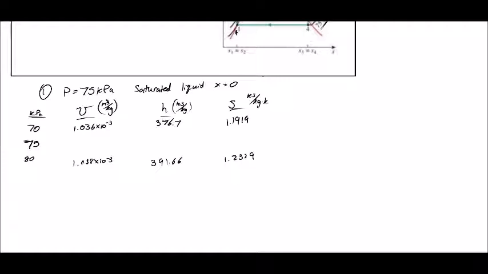And we're going to interpolate using the equation. So the enthalpy at 75 kilopascals, which is our unknown, minus the enthalpy at 70 kilopascals, over the enthalpy at 80 kilopascals minus the enthalpy at 70 kilopascals, is going to equal 75 kilopascals minus 70 kilopascals over 80 kilopascals minus 70 kilopascals.